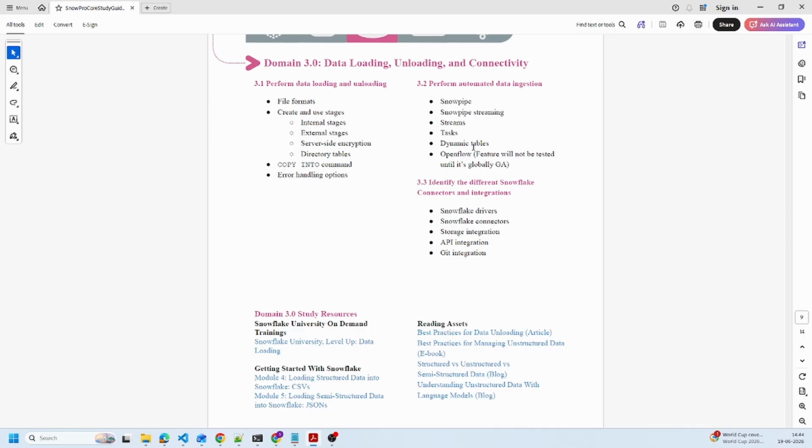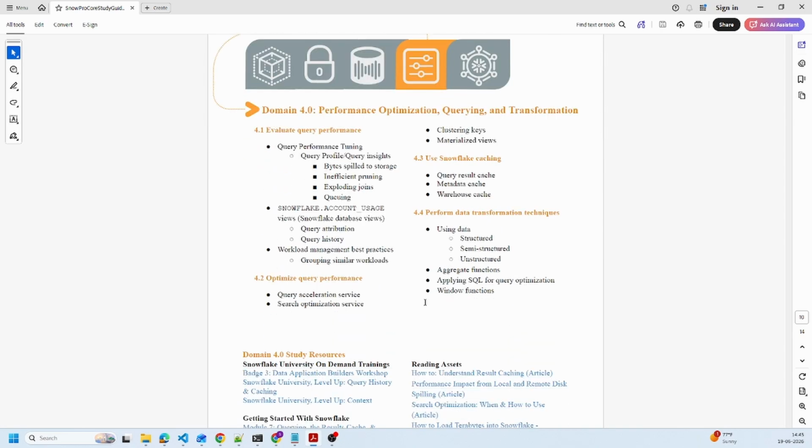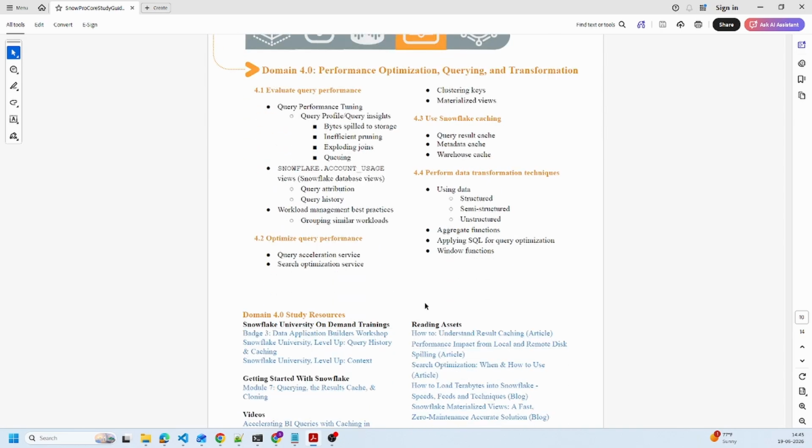The connectivity portion also matters. Drivers, connectors, storage integrations, APIs, Git integration, these topics show up as conceptual questions. Again, Snowflake is asking, do you know how this platform connects to the rest of the ecosystem? Moving on to Domain 4, Performance Optimization, Querying and Transformation, which accounts for about 21% of the exam.